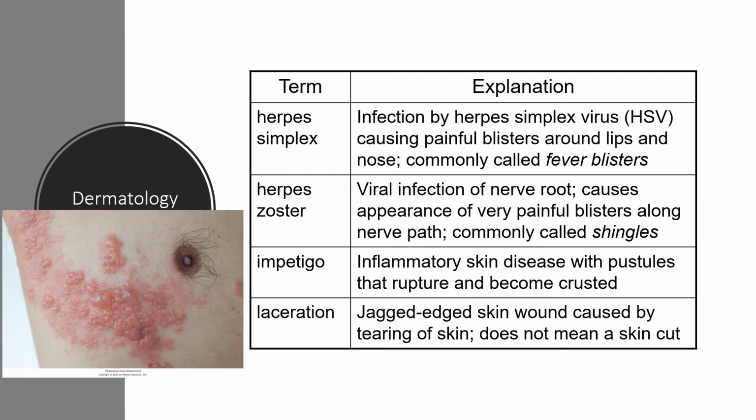The herpes zoster picture that you see here on the left is commonly called shingles, and this is a viral infection of the nerve root, causing an appearance of very painful blisters along the nerve path. And you can get this if you've ever gotten chickenpox and then you have a recurrence. It doesn't look very comfortable.